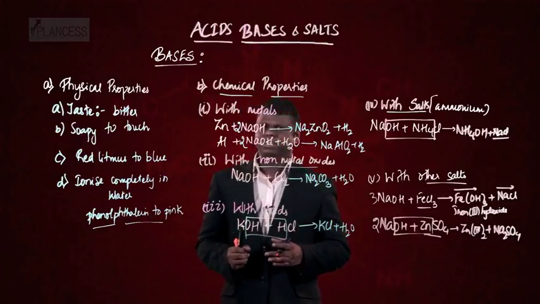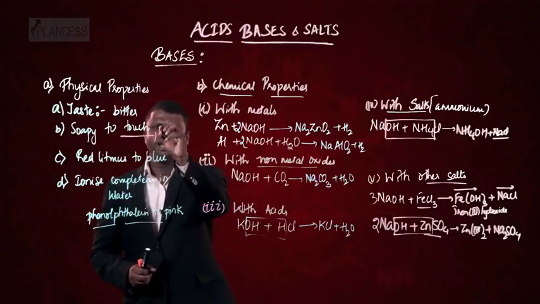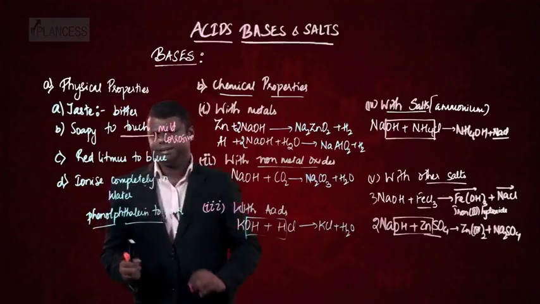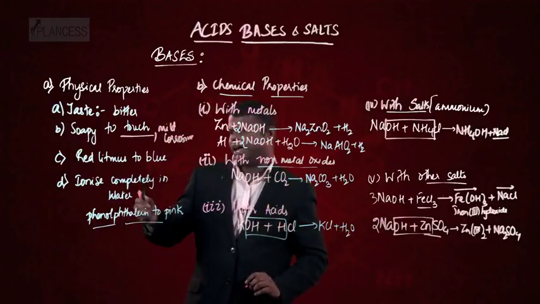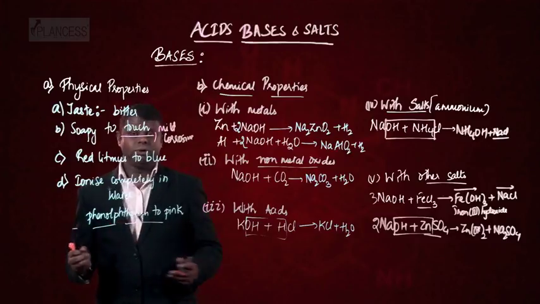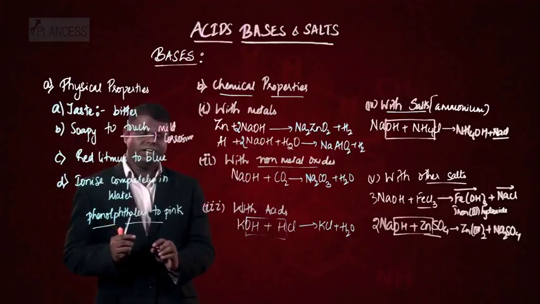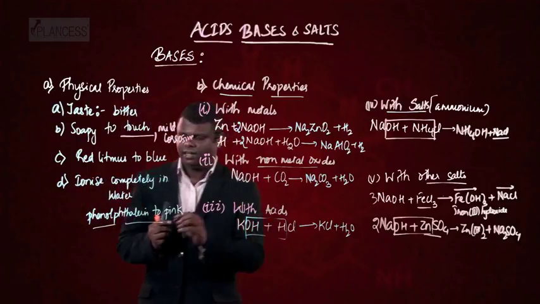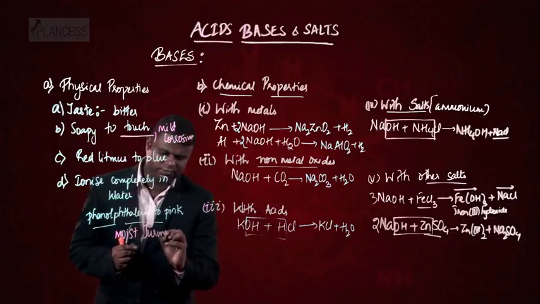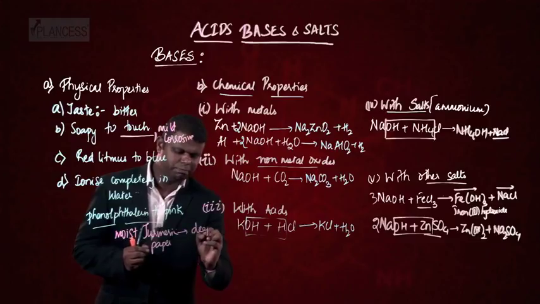So we started with physical properties. It tastes bitter, it is soapy to touch, has mild corrosive action, and it turns red litmus to blue. It ionizes completely in water, mostly all the bases, except ammonium hydroxide, which is a weak base, and then it turns phenolphthalein, which is an organic dye, to pink. It turns moist turmeric paper to deep brown.